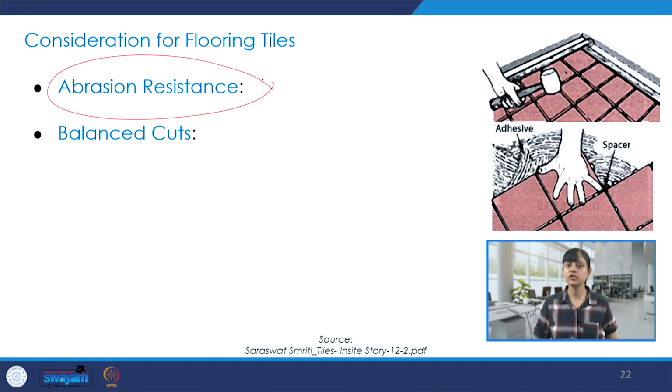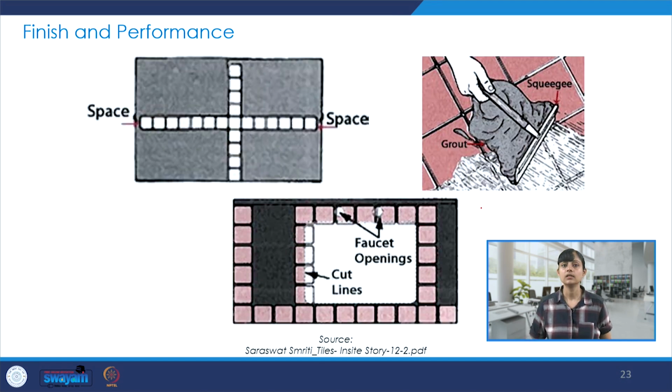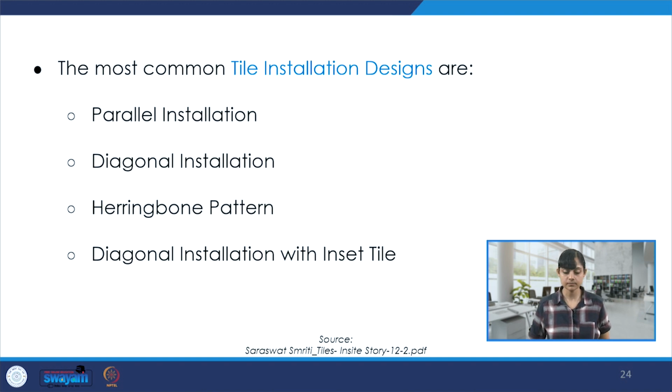Then we also saw some considerations for the flooring tiles. What is abrasion resistance? How do we achieve balanced cuts? What is spacer? What is grout? How do we lay the tiles? And we had a lot of discussion on this. How do we make a drawing to install tiles? And how do we take care of any faucet openings or any kind of already existing details because of which we need to cut the tiles? And again, what is a squeegee and what are the tools and everything.